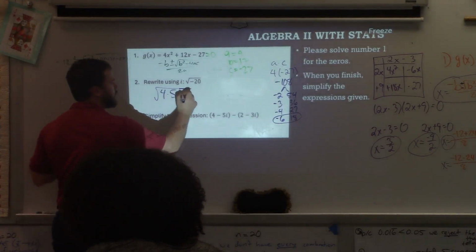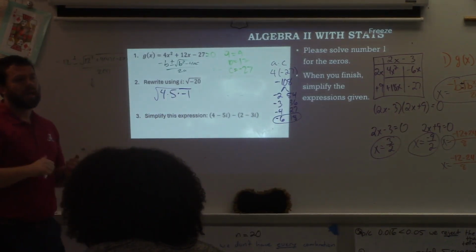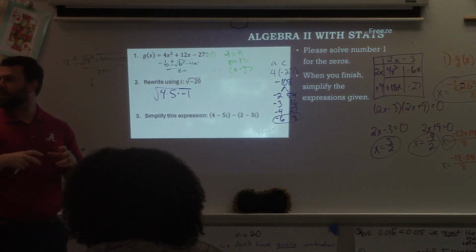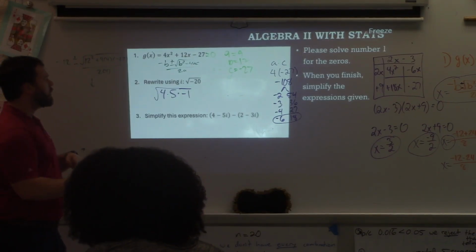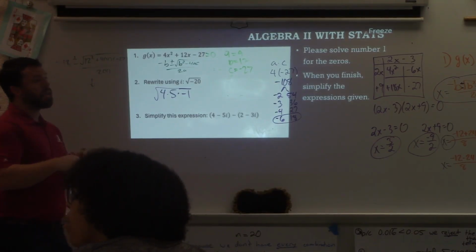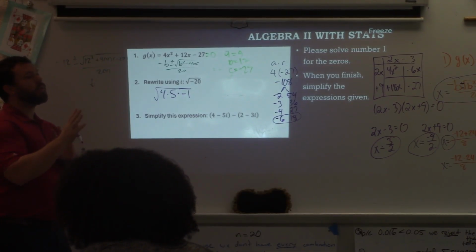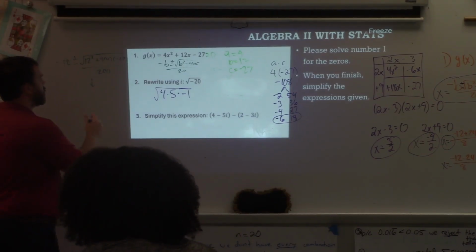Negative 1. Okay. Notice, guys, I have written this into a factored form. I've written it as 4 times 5 for my 20. I wrote the negative 1 separately, and I'm going to show why in just a second. Well, it's not from the i. I don't have the i yet. But it's going to get us to the i, because be careful. Remember, i is not negative 1. Remember, i squared is negative 1.